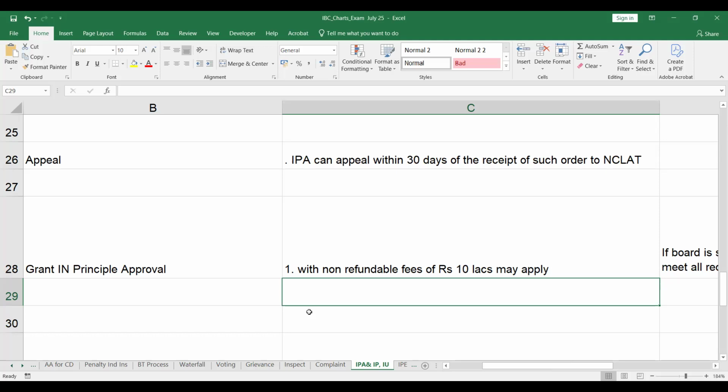NCLAT. NCLAT says, let's look at Section 202 once. Section 202 says, any insolvency professional agency which is aggrieved by the order of the board under Section 201 may prefer an appeal to NCLAT.